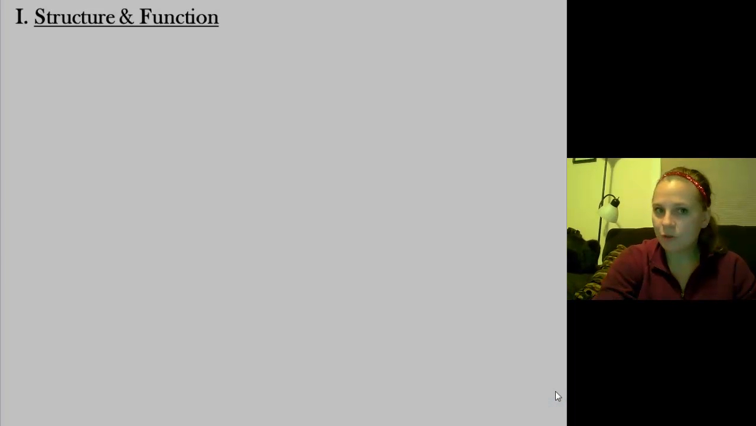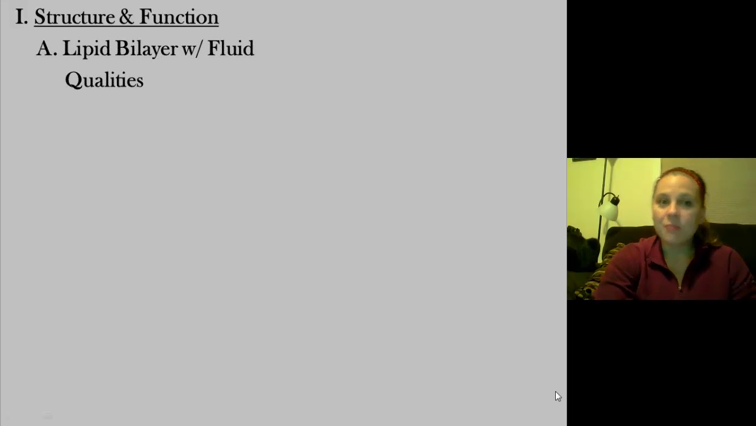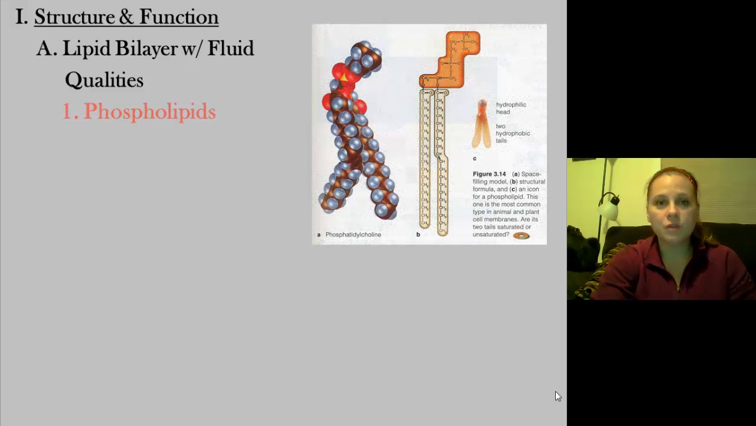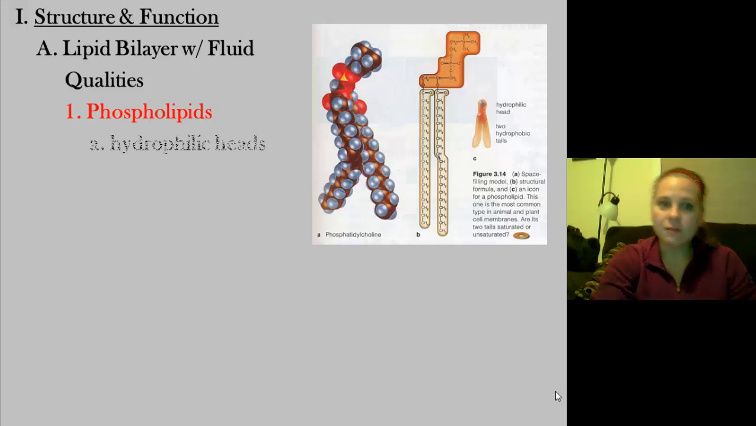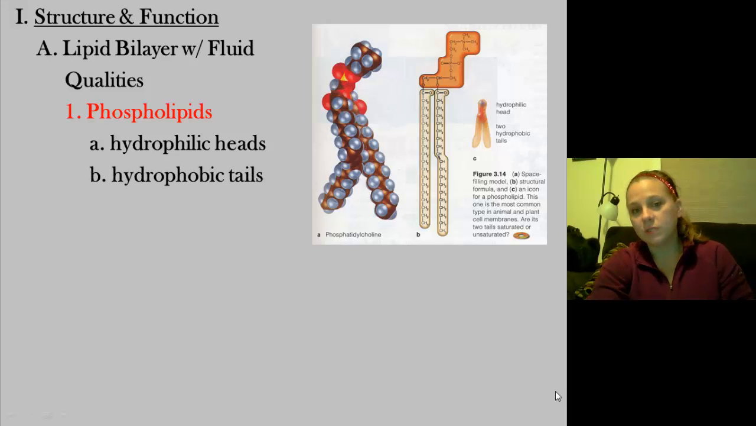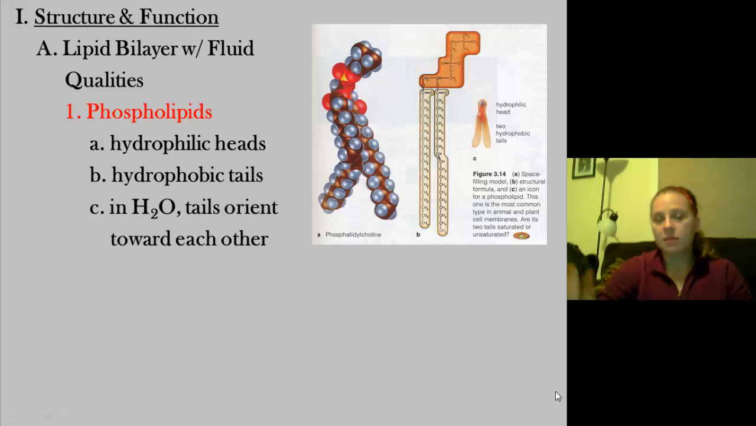So just a quick review, structure and function of the cell membrane. Remember, it's a lipid bilayer that has very fluid qualities. It puts those phospholipids together and creates that dual layer. As we know, the hydrophilic heads point outwards towards water, the hydrophobic tails point inward. Basically, in water, they're going to orient that way due to the polar nature of the heads and the non-polar nature of the tails.